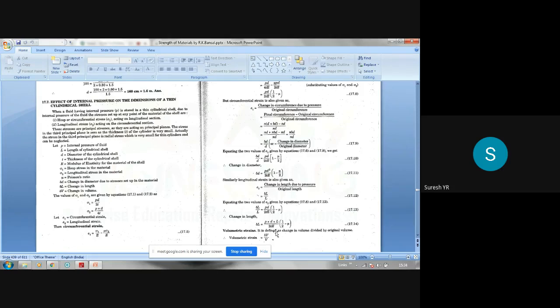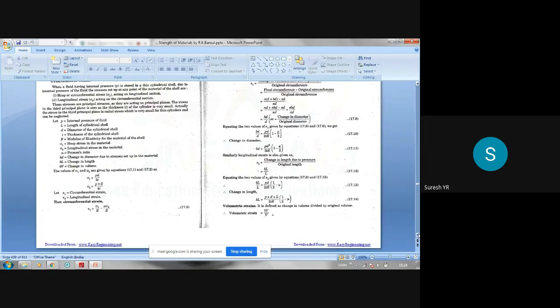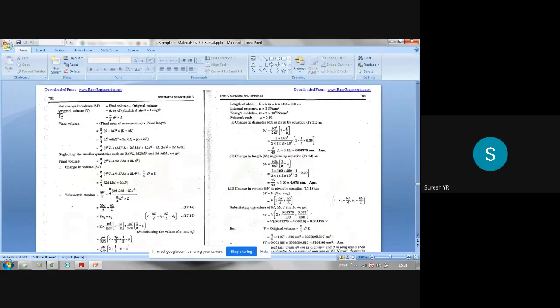As you know, volumetric strain is defined as change in volume divided by original volume. You can call it epsilon V, delta V by V. Now let us see how we can calculate that for a thin cylinder subjected to internal pressure. So change in volume is nothing but final volume minus initial volume, or original volume. So what is the original volume?